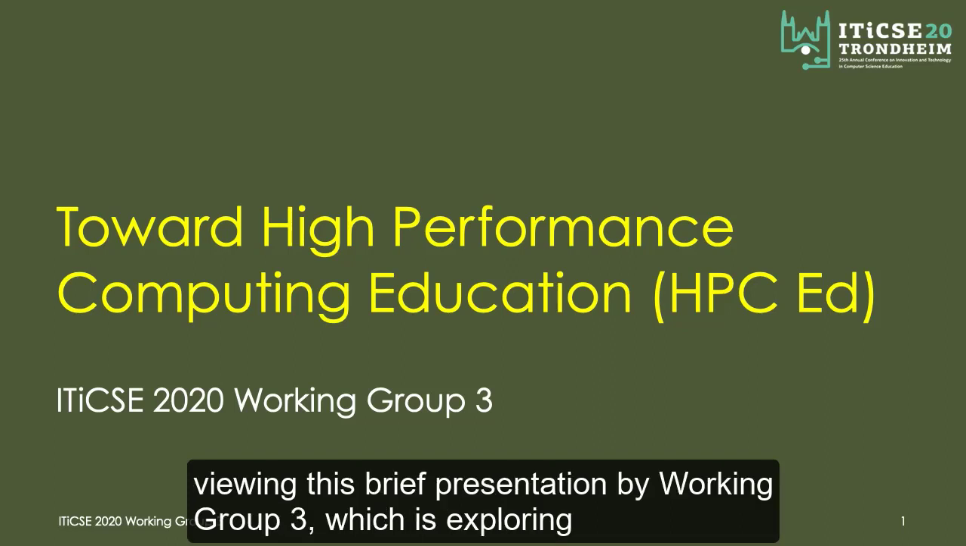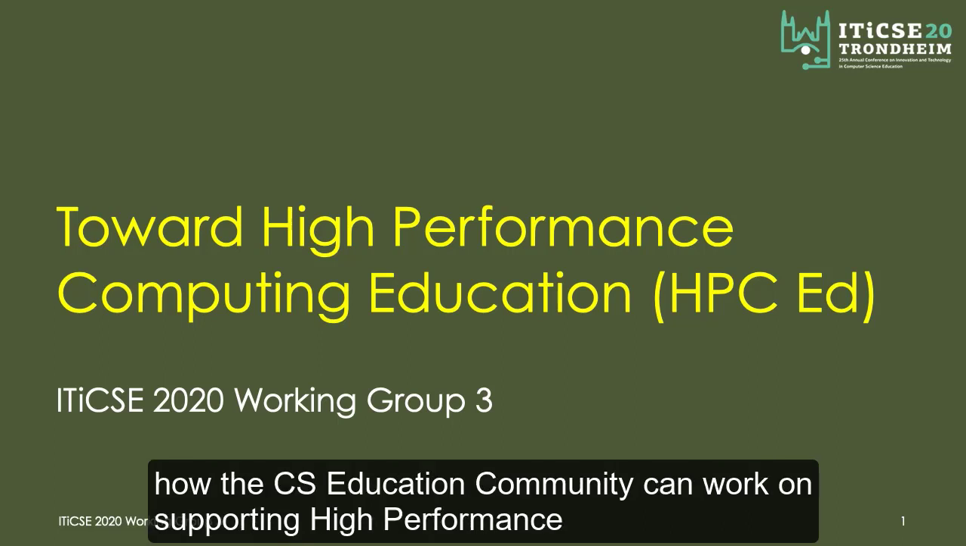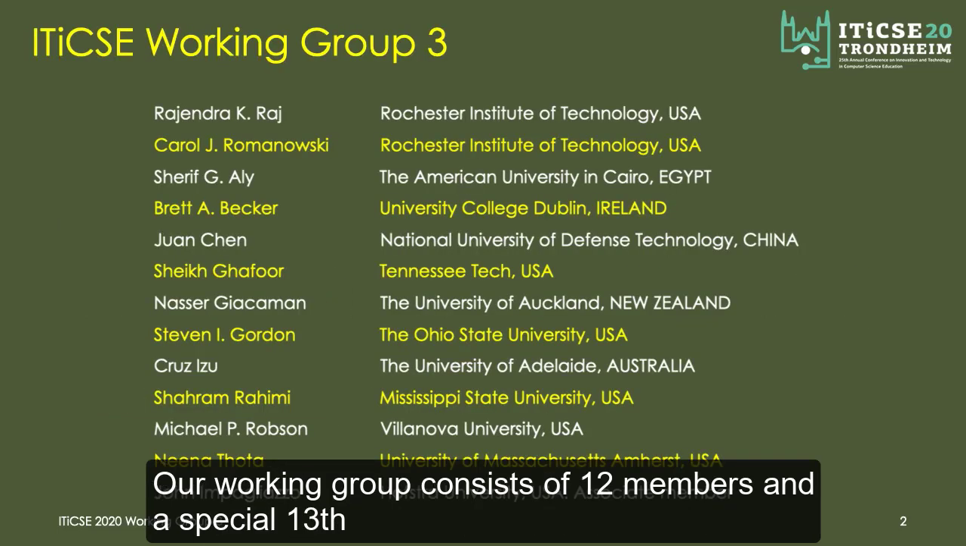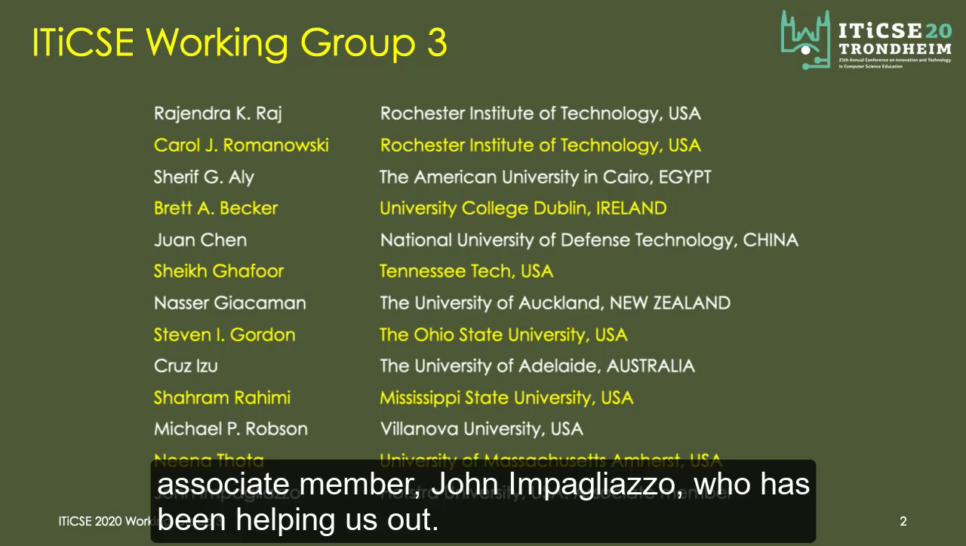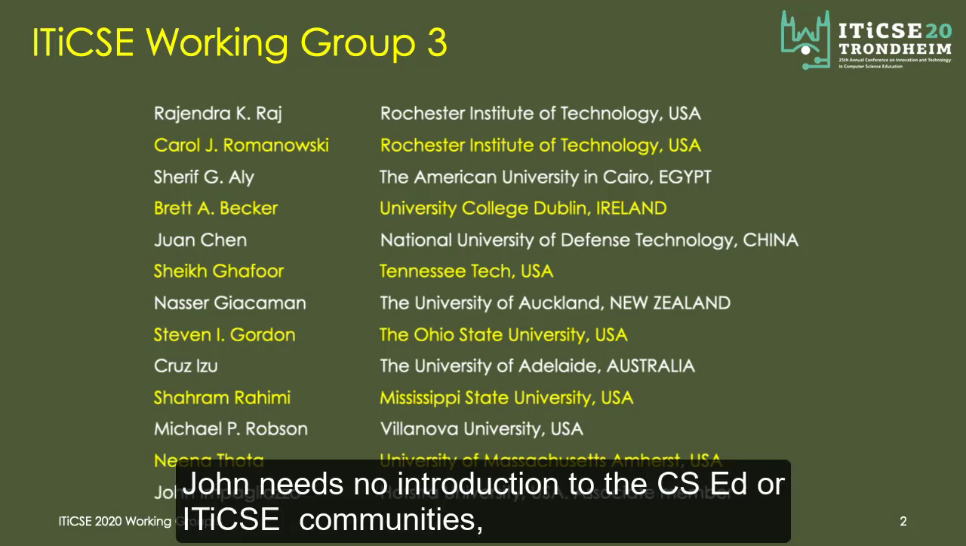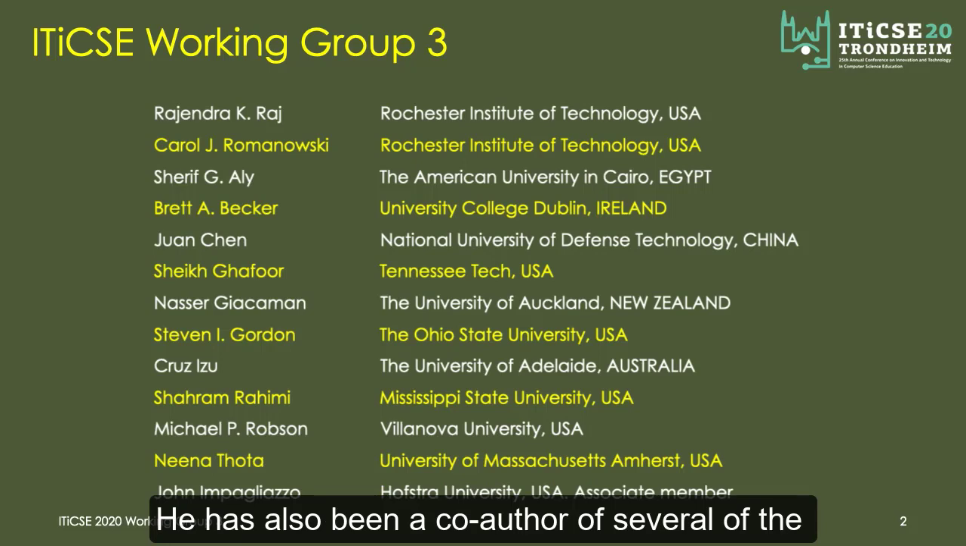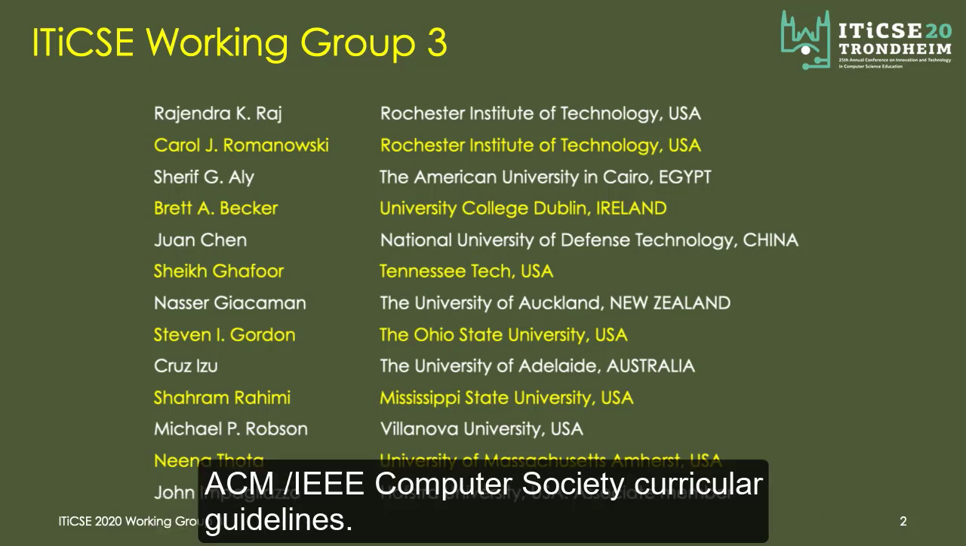Thank you for viewing this brief presentation by Working Group 3, which is exploring how the CS education community can work on supporting high performance computing education, or more simply, HPC Ed. Our working group consists of 12 members with a special 13th associate member, John Impalazio, who has been helping us out. John needs no introduction to the CS Ed or ITSC communities, as he has been a long-time active contributor to both groups. He has also been a co-author of several of the ACM IEEE Computer Society curricular guidelines.